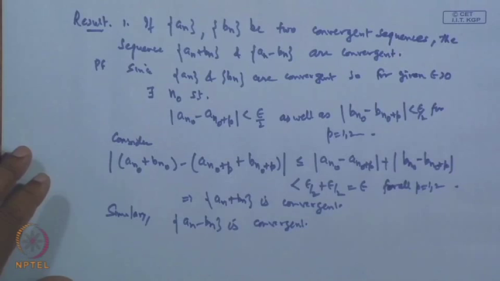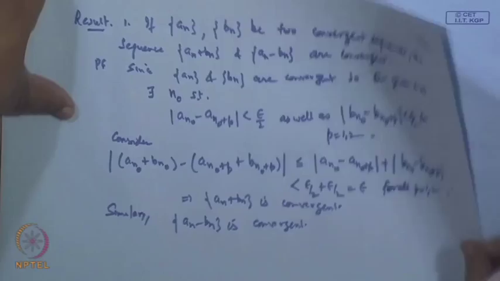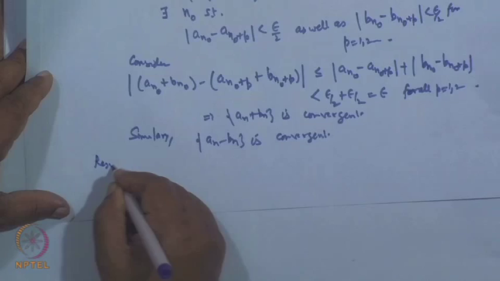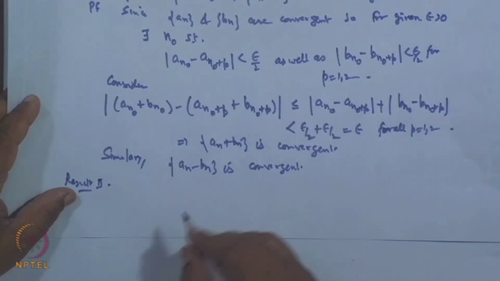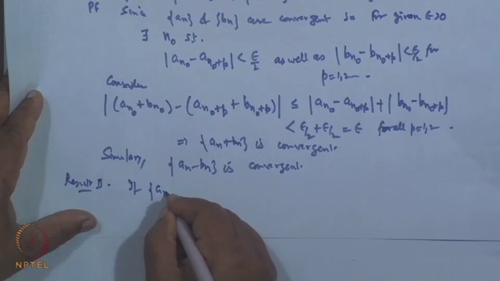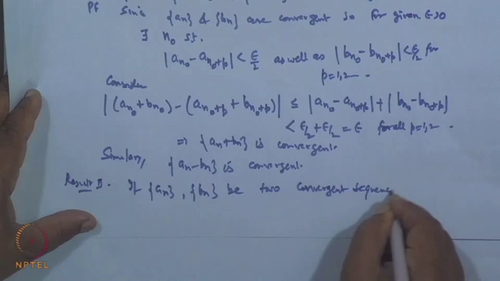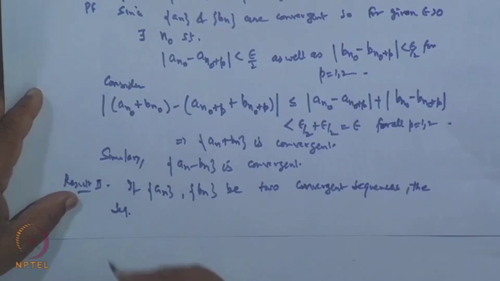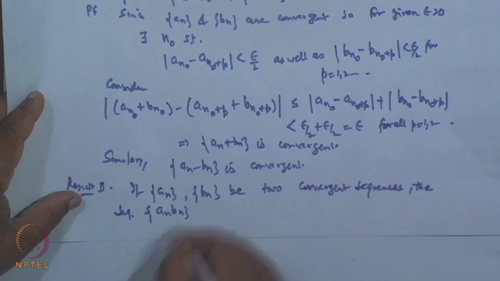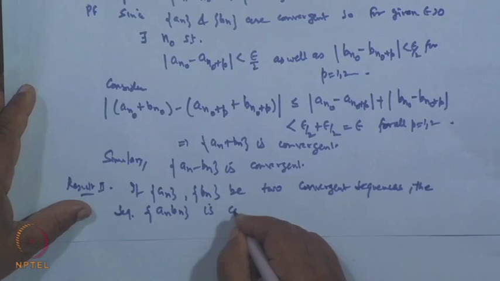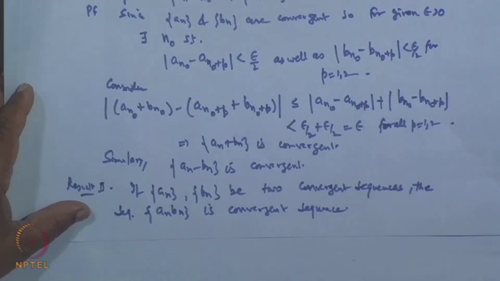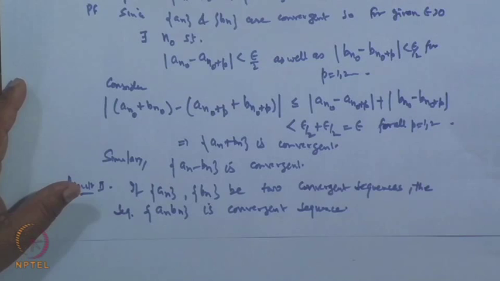The second result is about the product. If a_n and b_n are two convergent sequences, then the sequence a_n into b_n is also a convergent sequence. Similarly, when you go for the division, a_n by b_n will also be convergent, provided b_n is greater than some number k. So the proof we will see next time.